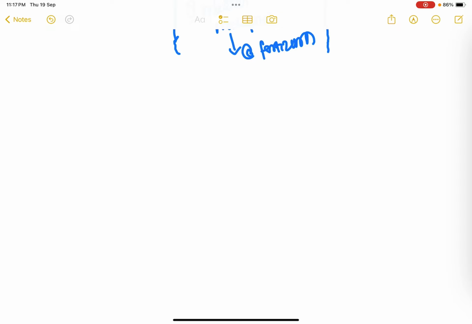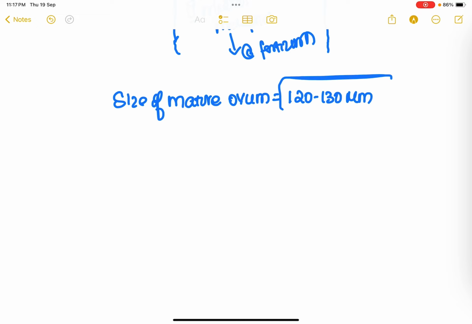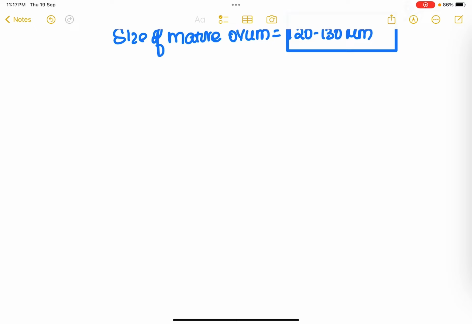So what is the size of a mature ovum? The size of a mature ovum is going to be around 120 to 130. So this was a previous year question as well. So the size of a mature ovum is going to be 120 to 130. Right? And what is the fertilizable lifespan of the ova? So once the ova is released, what is the fertilizable lifespan? The fertilizable lifespan of the ova is around 12 to 24 hours.